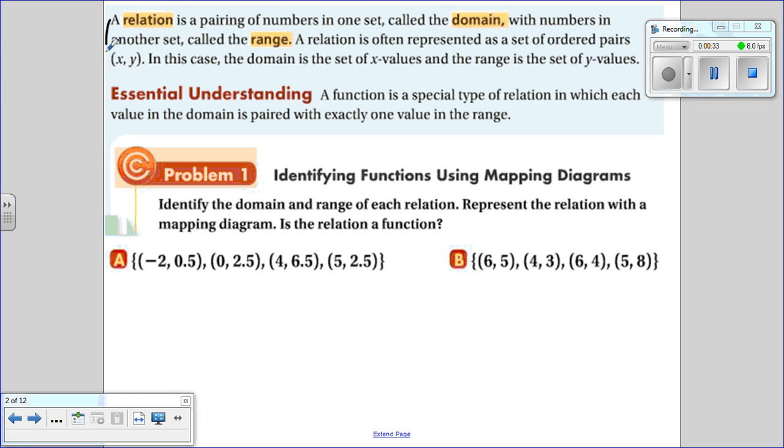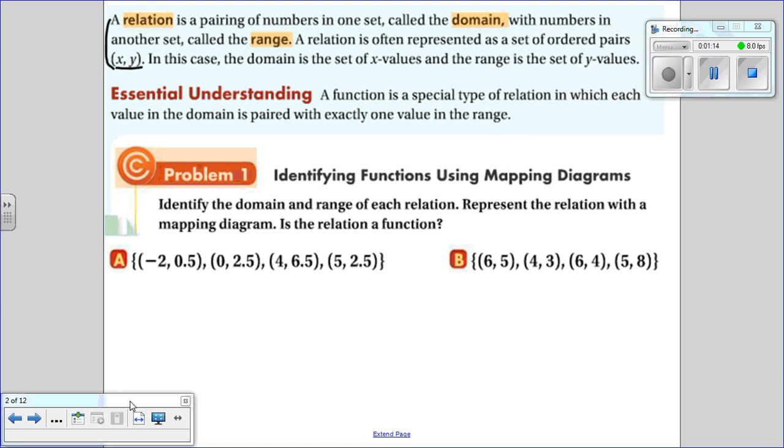So I'd like you to put this part in your notes. A relation is just a pairing of numbers. One of those sets is called the domain, and the numbers in the other set are called the range. Oftentimes we look at them as an x and a y, and in that case the domain is your x's and the range is your y's. Again, think of domain and range as your input and your output. The range would be your dependent variable, and the domain would be your independent variable, which would also be a good idea to put in your notes.